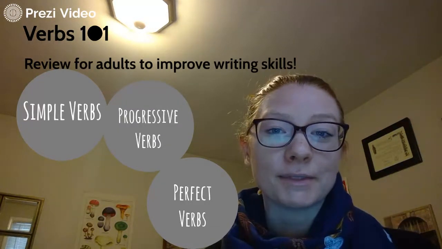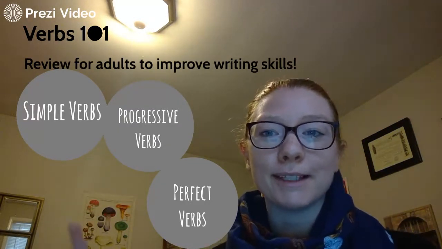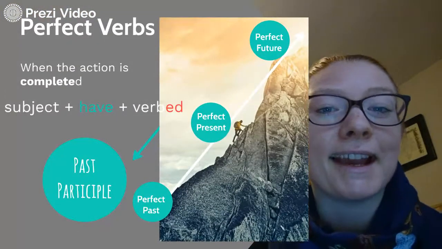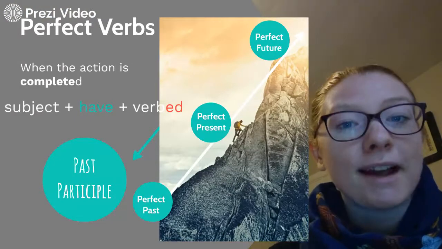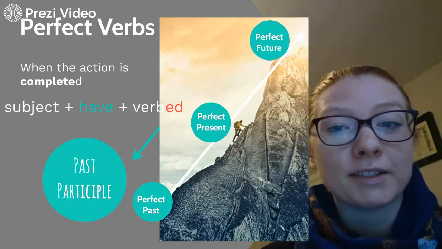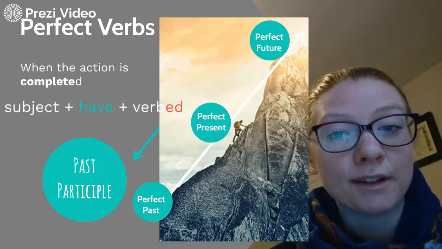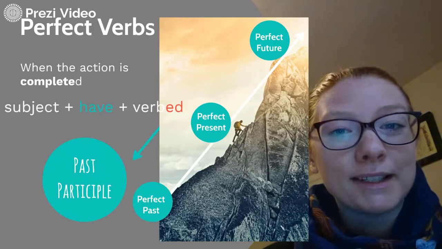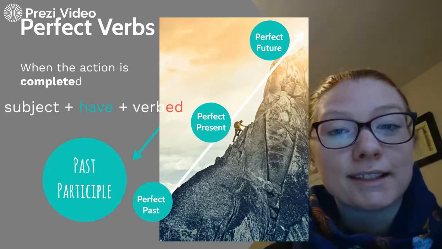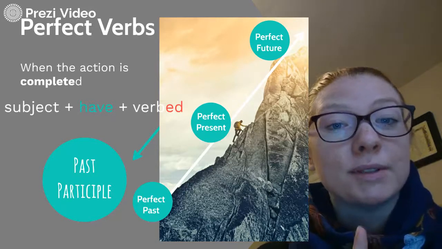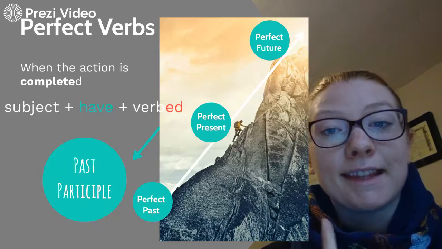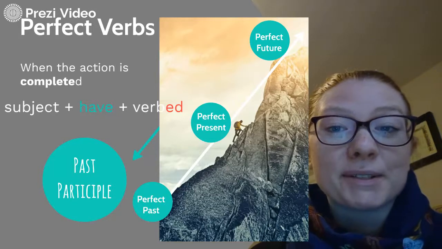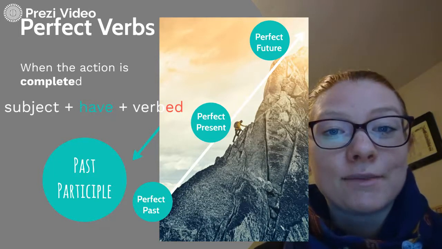Now, when we say perfect, we don't mean that these verbs are better than the other types of verbs. When we say perfect, really what we mean is that the action is completed. So as of the present moment or the moment that you're speaking, whether in the past, present, or future, the action has already happened. So how we put it together is you take the subject, a helping verb, which is the verb to have, and then the verb in the past participle form. And the past participle is usually just adding an ed.